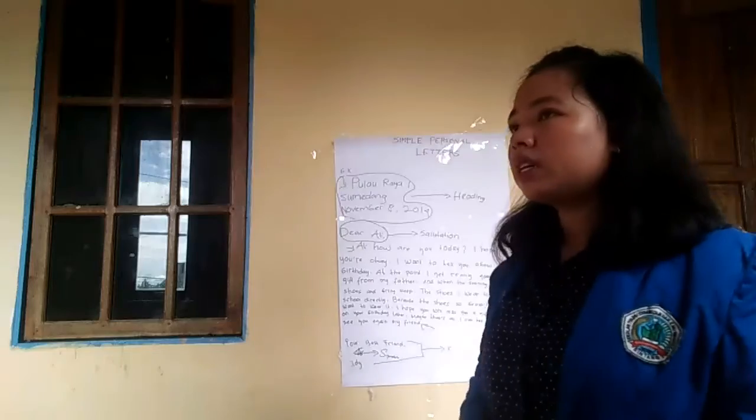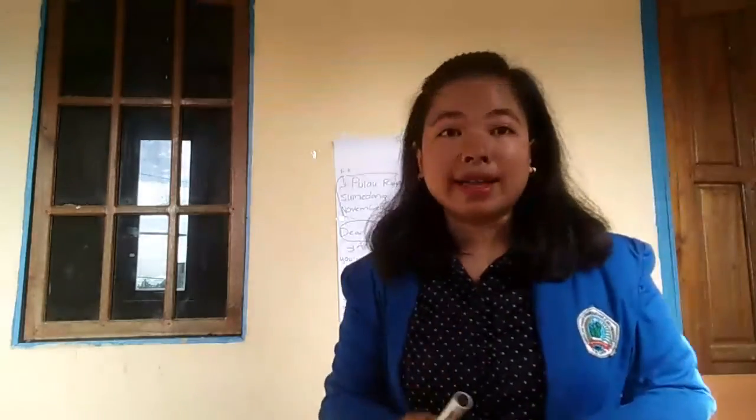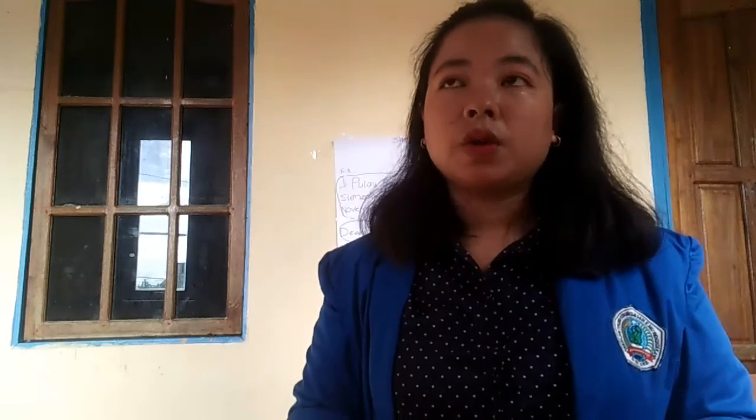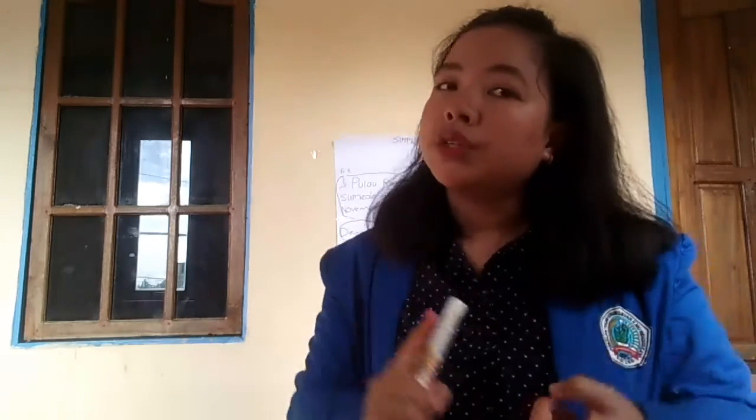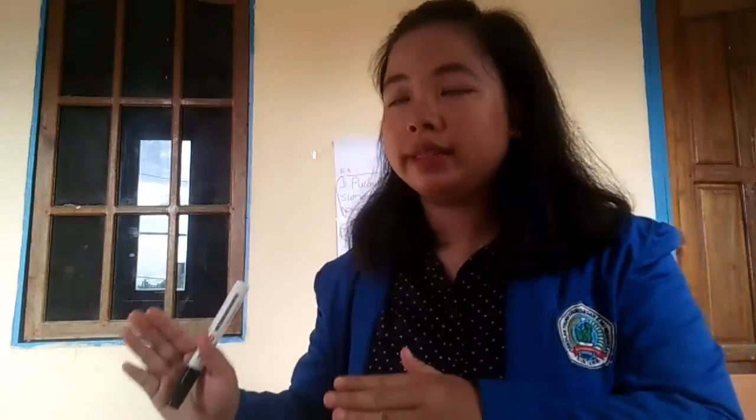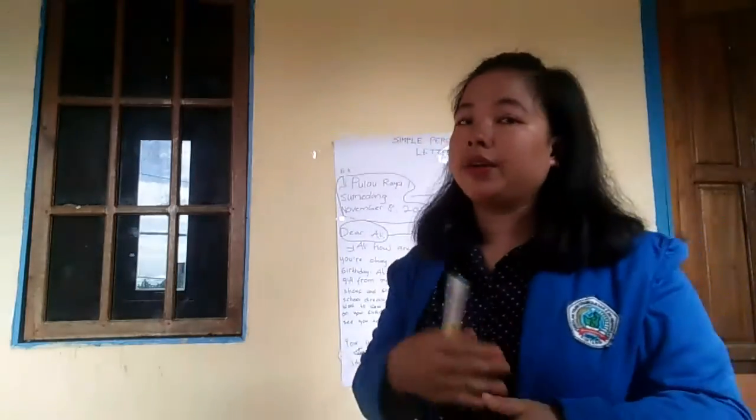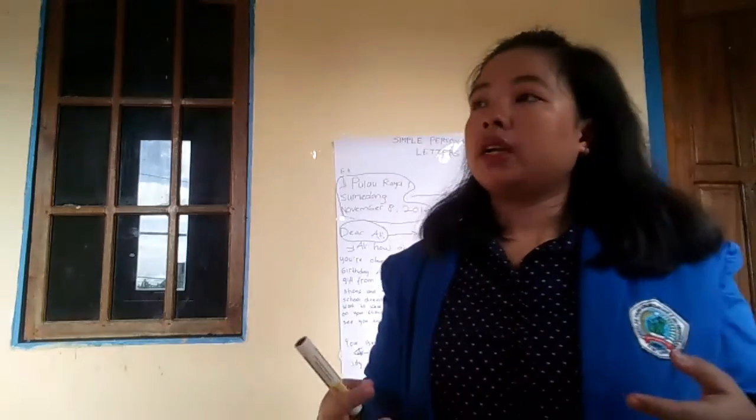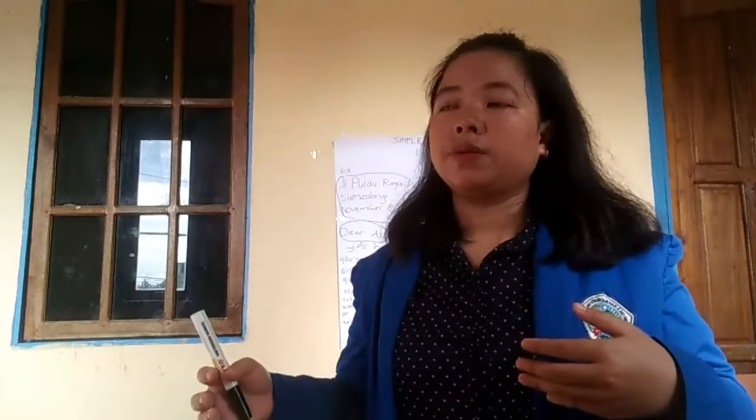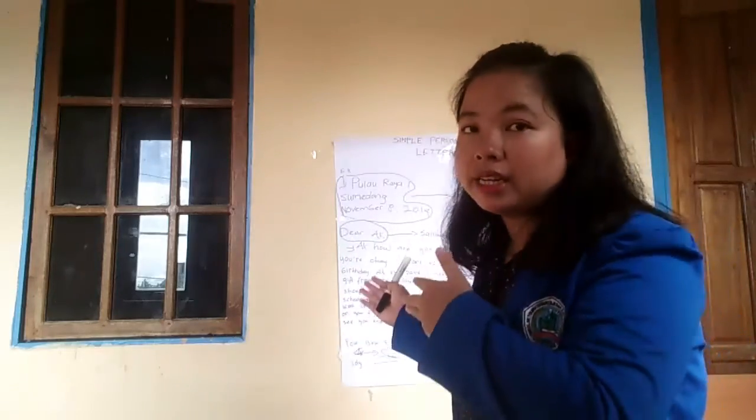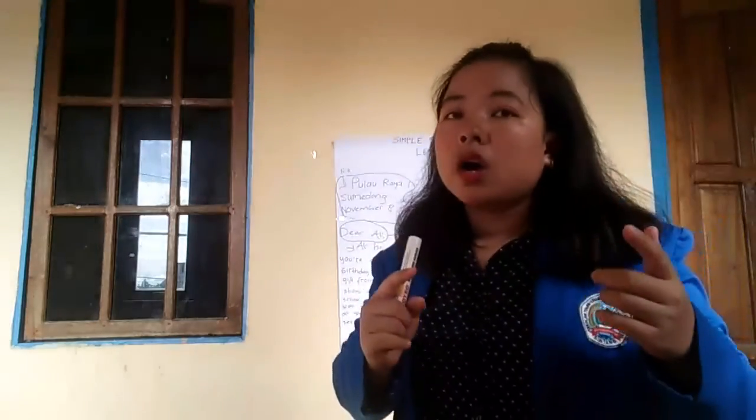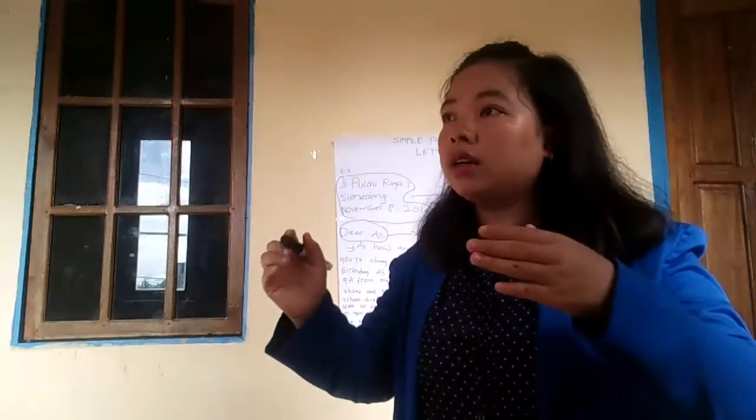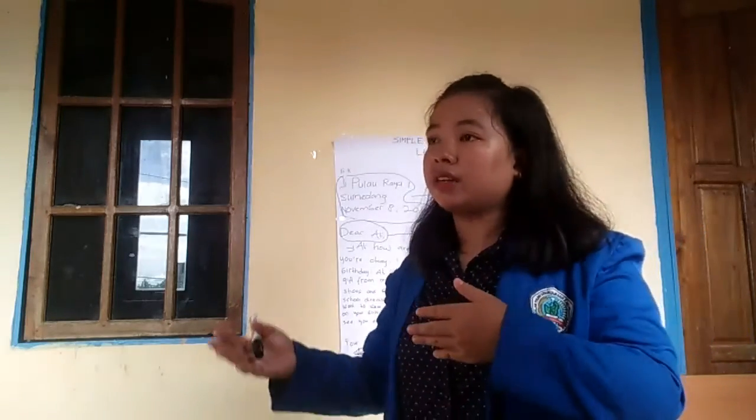Next, the salutation. It is for whom the writer writes the letter, for example Ellie or any other person. And we go next to the body of the letter. The body of the letter is very important. Why? Because in the body, the reader learns what the writer wants to say.